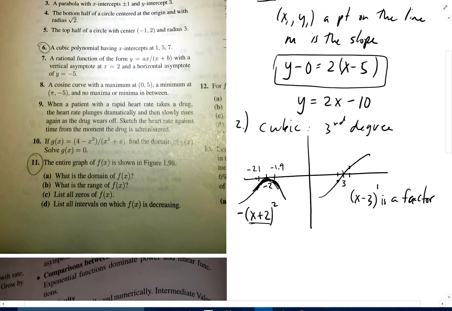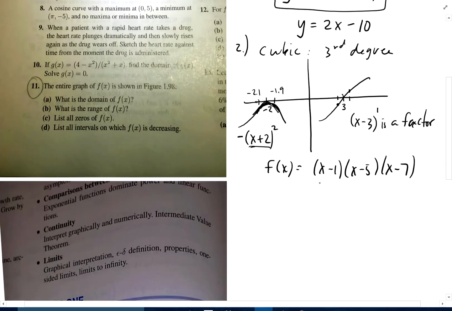Okay, so for 6, if we want a cubic polynomial, and I know the x-intercepts are 1, 5, and 7, I can immediately say it's going to be something like this. x minus 1, x minus 5, x minus 7. And I don't know what it might look like, so I got 1, 5, and 7. If it does something like this, then it would look just like that. Alright, does that make sense?